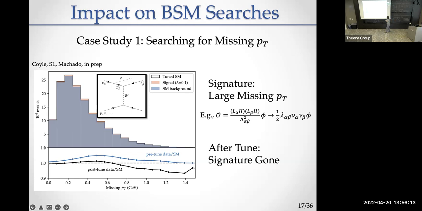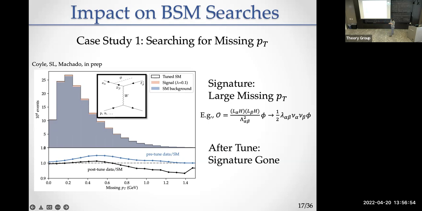Normally, how would you go about the search? You measure your spectrum as a function of missing PT per event. You have your standard model background, that's the blue. And for these events with radiated phi, you would have an axis of orange on top. You take a ratio of your data over your standard model prediction, and you would see this blue line where there is a bump of events with large missing PT at about 0.5 GeV, which is the mass of the scalar. So this is a typical axis search. Okay, so that's all good.